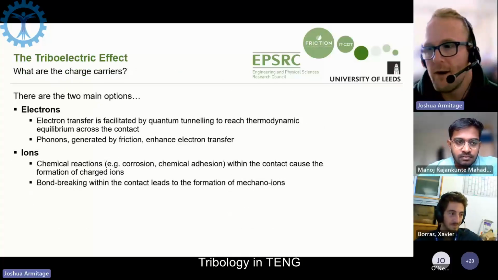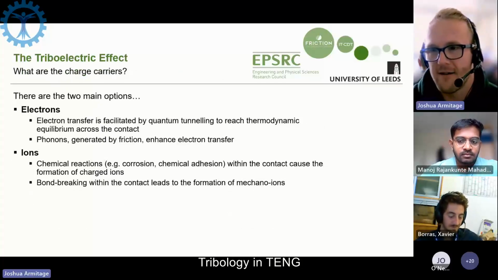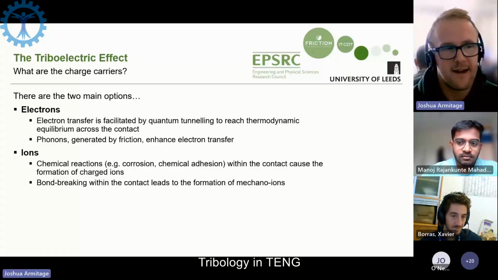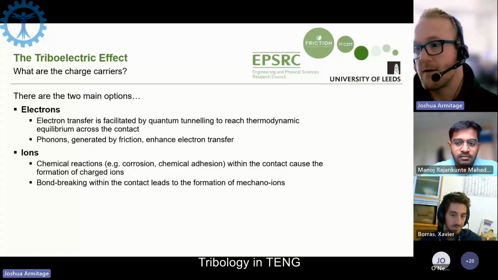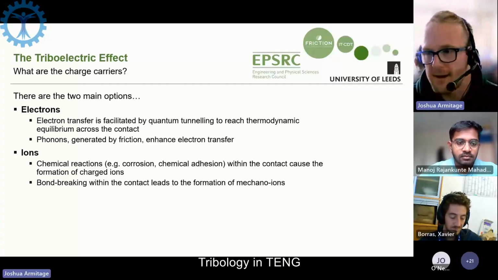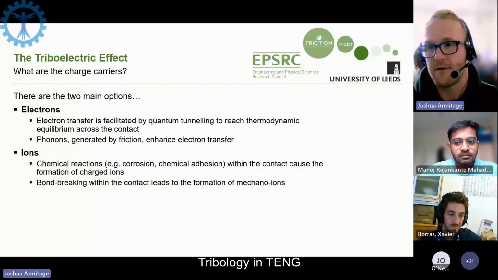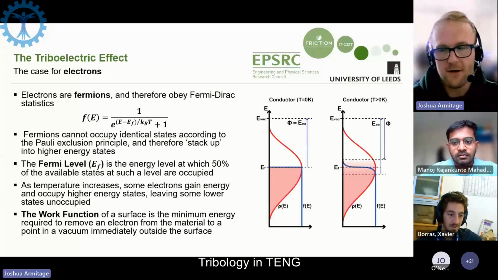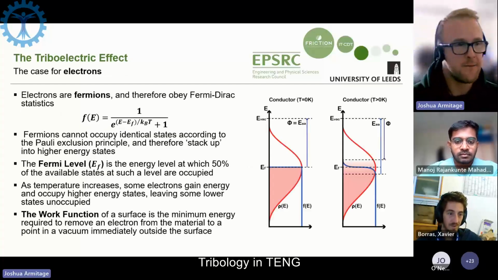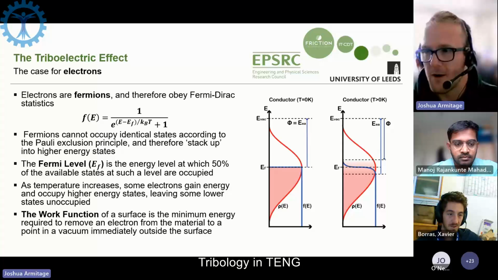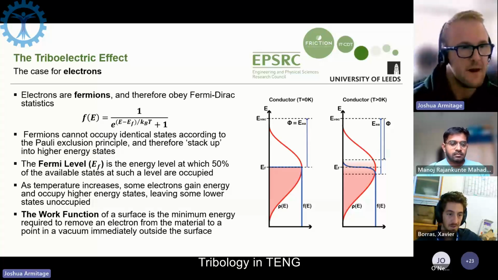So what is actually transferred? What do we actually have being moved across this interface? Is it electrons or is it ions? I'm going to go over a bit of background on what the actual mechanisms of charge transfer are. First off, electrons. We all know what electrons are, mostly in terms of how they fit into the structure of materials.